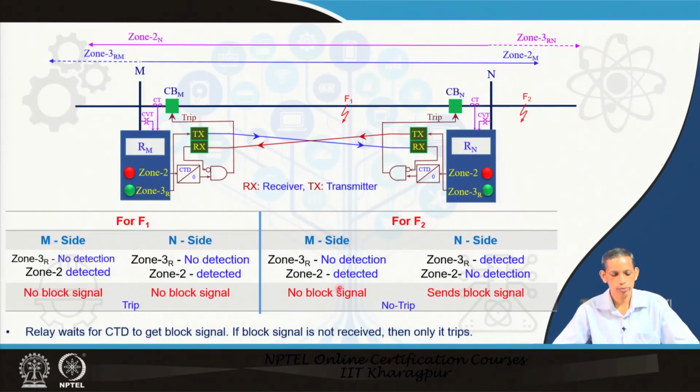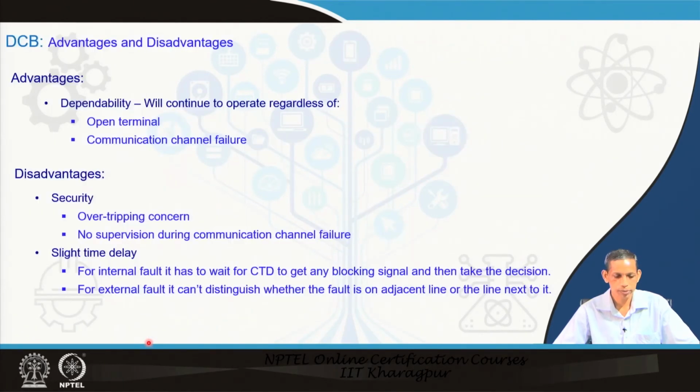The relay waits for the CTD to get a block signal. If the block signal is not detected in that CTD time, only then does it trip. So it has to wait some 40 milliseconds till it determines whether it gets a block signal.